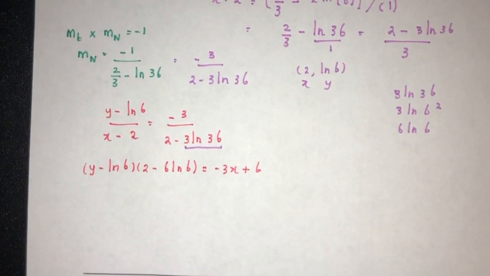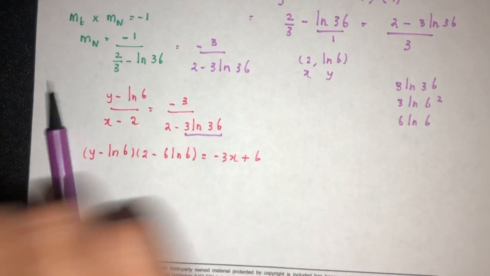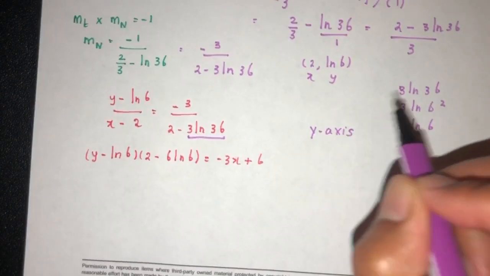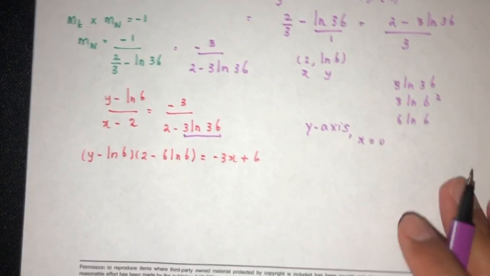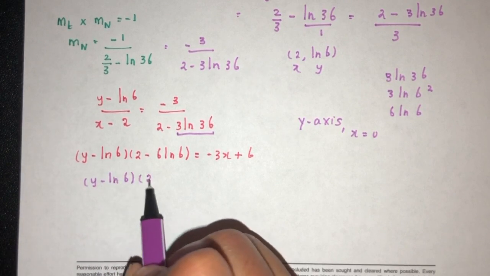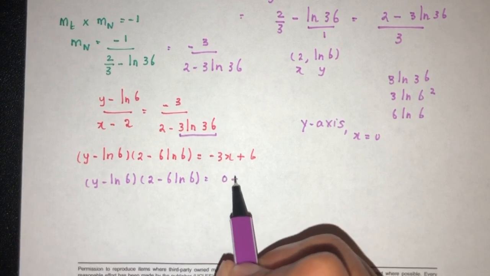So what else? We can kind of leave this here, but again, let's simplify. Why not? Because that's not the point. The point is not to find the equation of the normal, it is to find the coordinates of the point P. So let's leave this here for now. So the point P is on the y-axis. So we know that on the y-axis, what happens? On the y-axis, the value of x has to be 0. So let's replace and see what happens. You have (y minus ln of 6) times (2 minus 6 ln of 6) has to be 0 plus 6.